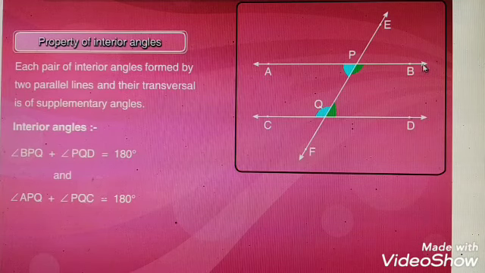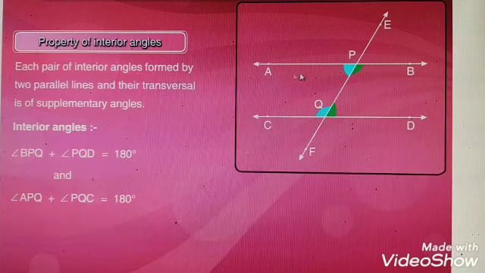Now let's see. First is angle BPQ plus angle DQP. Both of these are interior angles, and if I add these two interior angles, I will get 180 degrees. Why will I get 180 degrees? Because it is a universal statement that interior angles will always be supplementary angles, and supplementary angles means that the sum will always be 180 degrees. Similarly, you can see here angle APQ plus angle PQC is equal to 180 degrees.